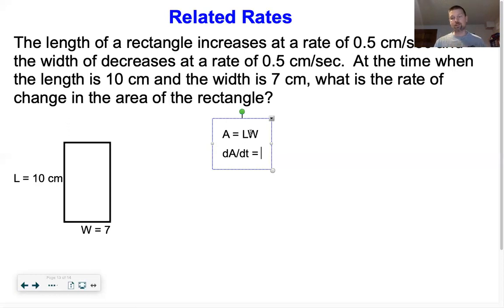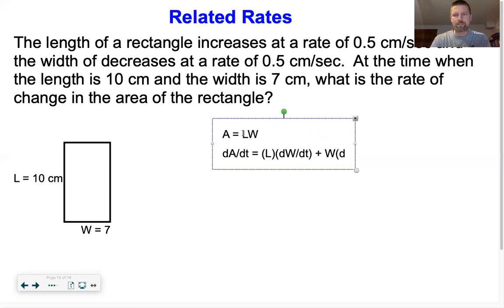That's a product, so I've got to use product rule. Product rule says first times the derivative of the second. First is length, so length times the derivative of the second. Second is w, so the derivative of that would be dw/dt, plus second, which is w, times the derivative of the first. Derivative of length is dl/dt. And then you just plug in the things you know.